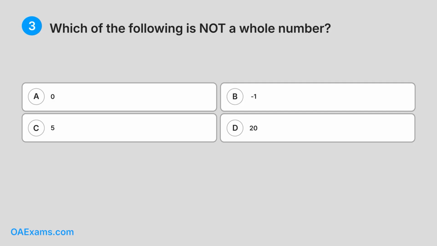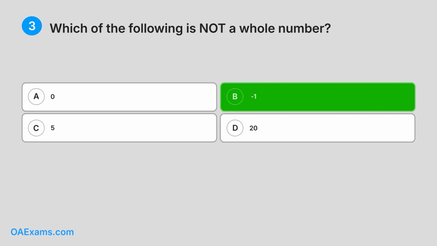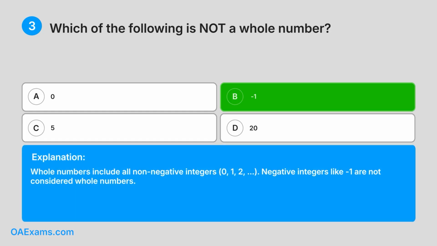3. Which of the following is not a whole number? A. 0, B. -1, C. 5, D. 20. What do you think is the answer? Correct answer. B. -1. Explanation. Whole numbers include all non-negative integers: 0, 1, 2. Negative integers like -1 are not considered whole numbers.